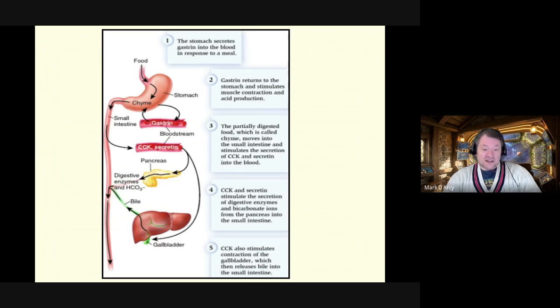The partially digested food, the chyme, moves into the small intestine and stimulates the secretion of CCK and secretin into the blood. CCK and secretin stimulate the secretion of digestive enzymes and bicarbonate ions from the pancreas into the small intestine to neutralize the stomach acid. CCK also stimulates contraction of the gallbladder, which then releases bile into the small intestine to aid with the digestion of fats.